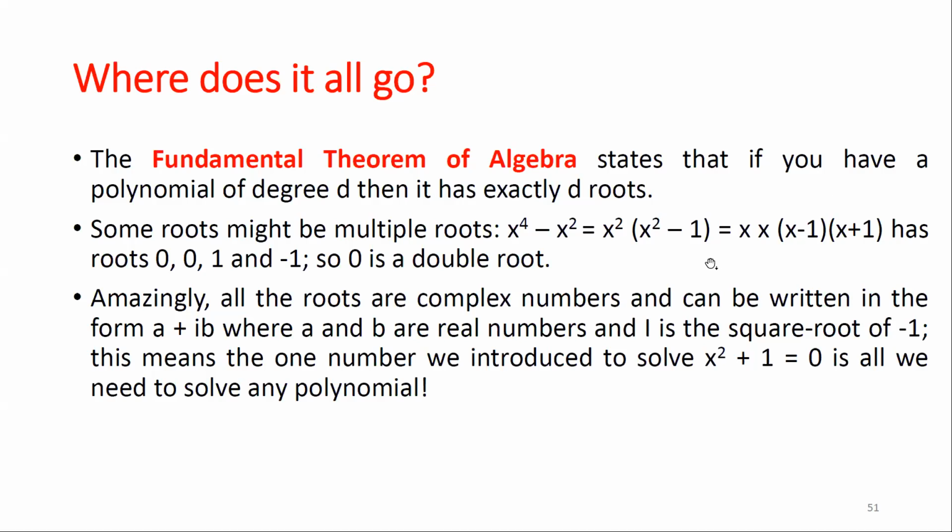And the amazing thing to end our story on is that all roots are complex numbers. They can be written in the form a plus ib, where a and b are real numbers, and i is the square root of minus 1. So this means that the only number we need to introduce is i, to solve the polynomial x squared plus 1 equals 0. Once we introduce i, we don't need to introduce anything else to solve any polynomial. And that is absolutely amazing.